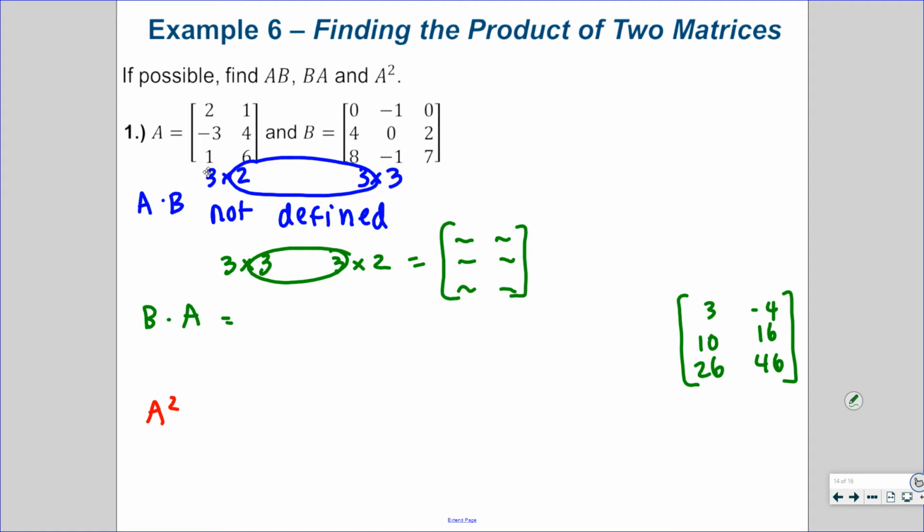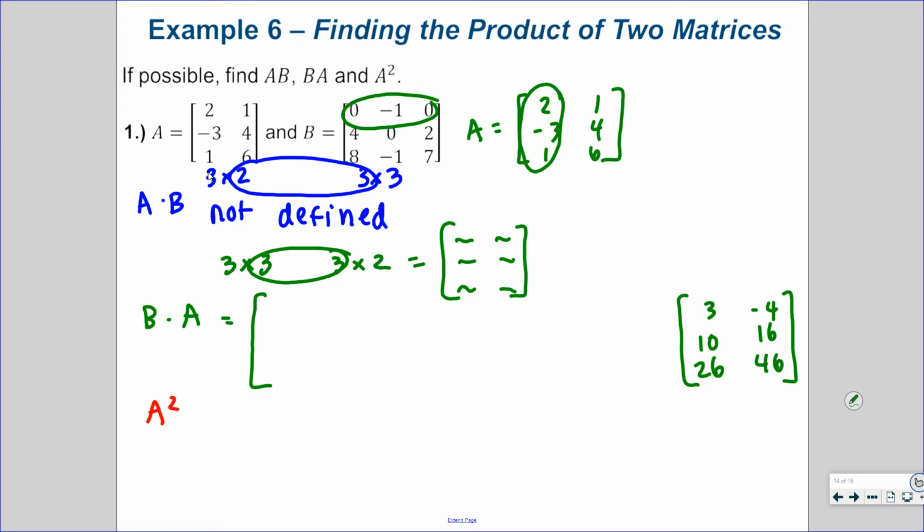I'm just going to rewrite A over here. It's easier for me to do it left to right. So for B times A, this first spot would be row 1, column 1. So you do this times this, and when there are multiple, remember we add them together. So 0 times 2 plus -1 times -3 plus 0 times 1. That's how I got +3.